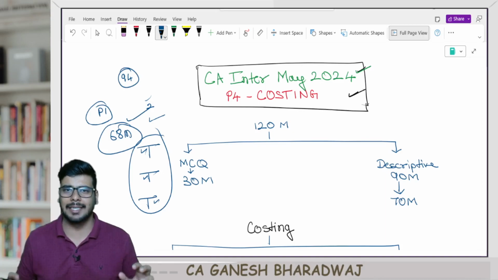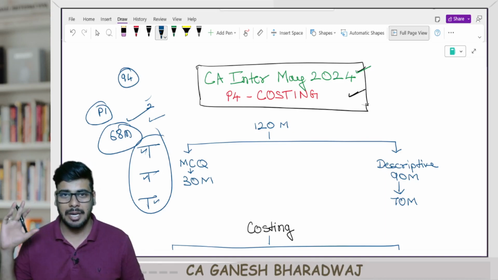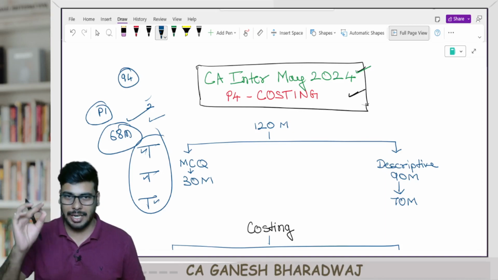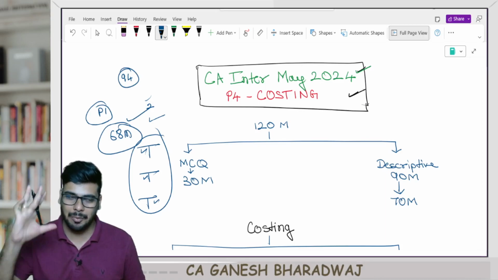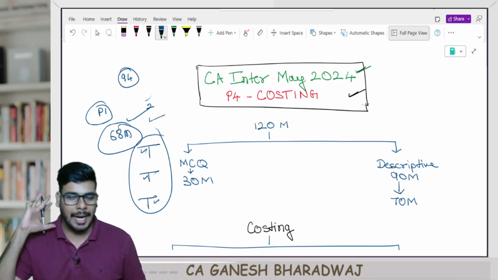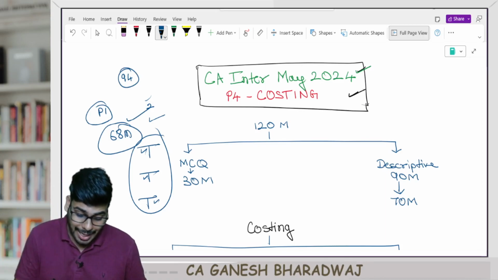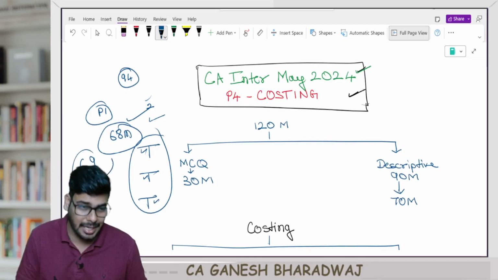But somehow I gathered up the courage, and I wrote the remaining papers. And when the result came, I was really afraid to check my accounts marks. And you know how much I got in accounts? I got exactly 69 marks.